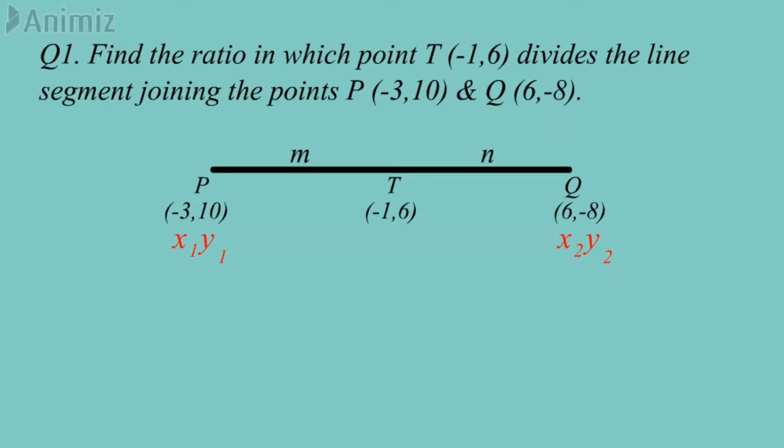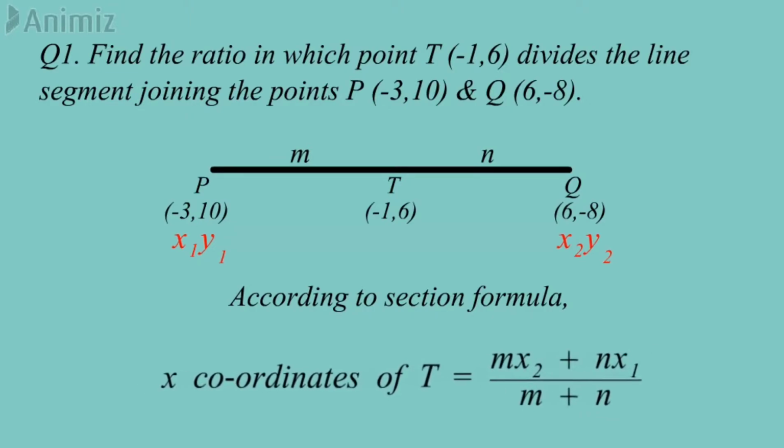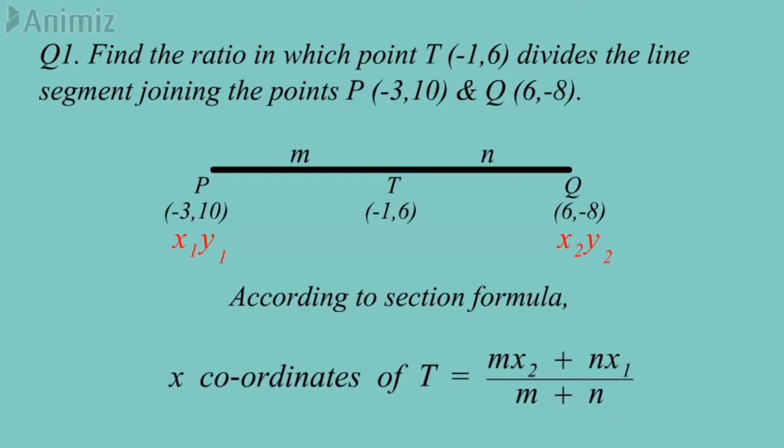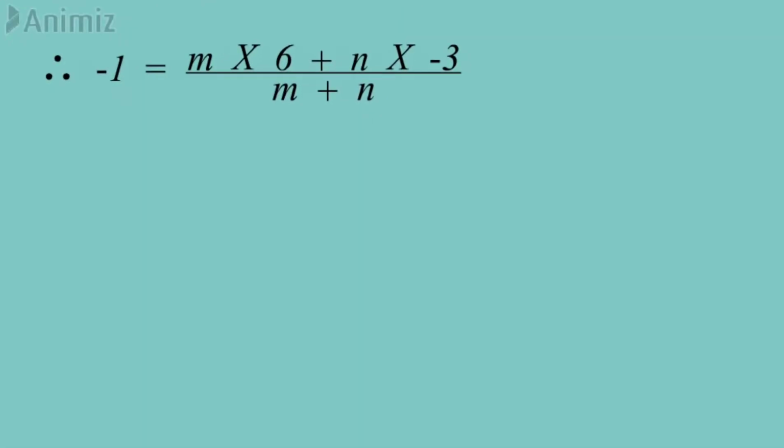So let's first start with the x coordinate. Now x coordinate is -1. You know, according to section formula, x coordinate of T is mx2 plus nx1 upon m plus n. Now you know the values of x1, y1 and x2, y2 and even the x coordinate of T. Let's substitute the values in this formula. After substitution, you will get -1 equal to m into 6 plus n into -3 upon m plus n.